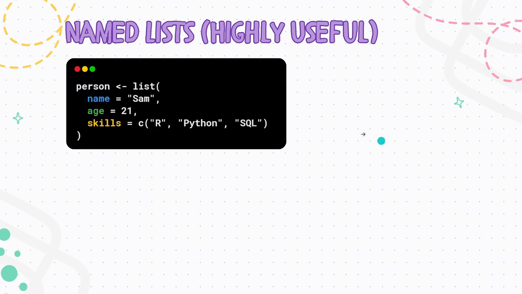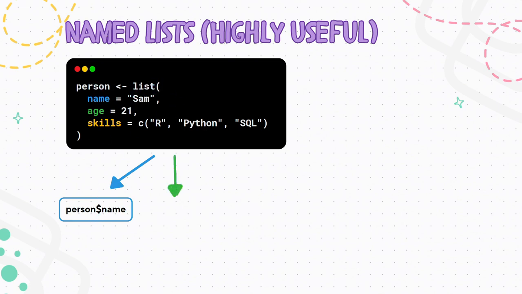So if our first element was Sam, it has a name for it, which is name exactly. And 21 has a name called age, and this collection, or let's say a vector, has a name called skills. These are the names, and these are the actual elements on the other side of the equals sign. So how would you access them? We have three ways. One is by using the dollar sign. Person, dollar sign, person is the name of the list, and dollar sign name would give us Sam.